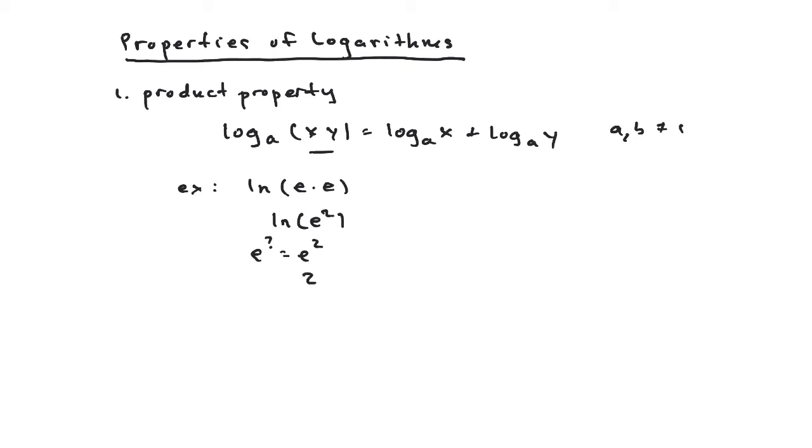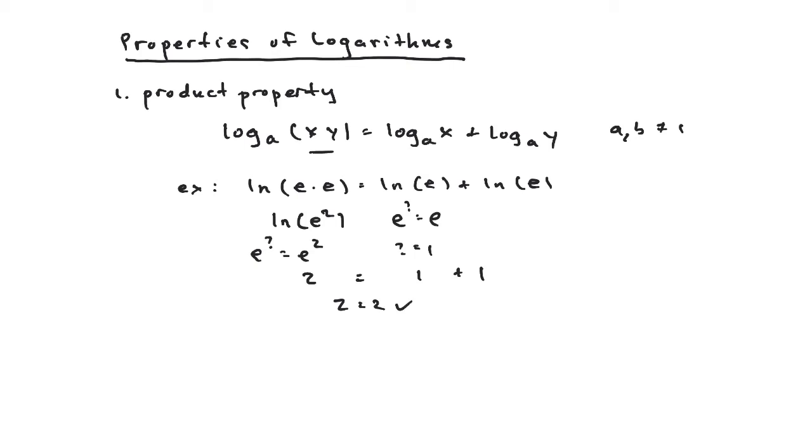But if we use this property of logs, we can say that this is actually the natural log of e plus the natural log of e, because that's the natural log of x plus the natural log of y. And the natural log of e is saying what number must I raise e to in order to get e, and that question mark turns out to be 1. And over here, again, the natural log of e is 1. So 2 equals 1 plus 1, 2 equals 2, so that checks and you're happy.